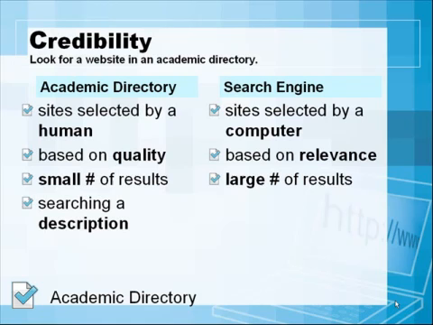When you search an academic directory, you're generally just searching the description of the website as opposed to all of the text on the website. And when you're using a search engine, you're searching all of the words on the page. In other words, it's called a full text search.